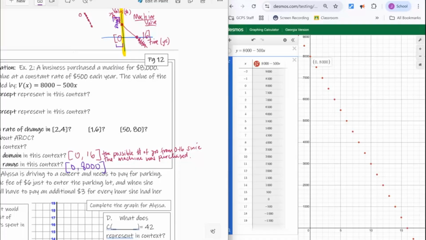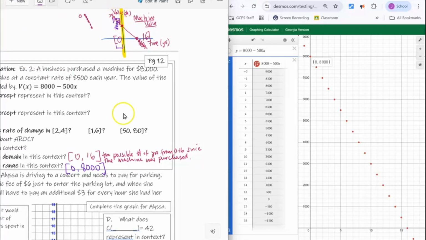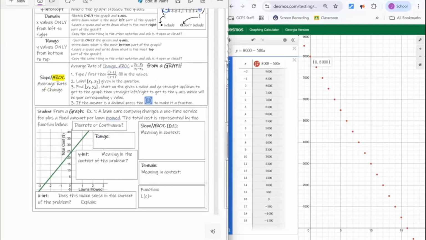What does that mean in context? Again, you're taking whatever the numbers are with what it says. So it's the possible values of the machine as time passes from 0 to 8,000. So we're going to say the possible value of machine, possible value of machine as time passes from $0 to $8,000. Right, so you can go ahead and answer yours as well.